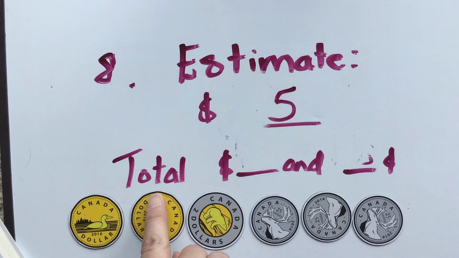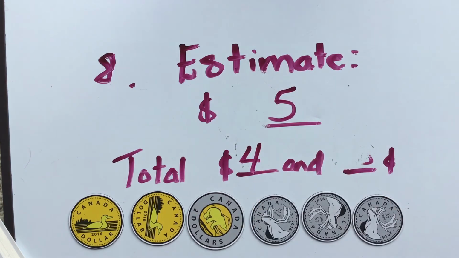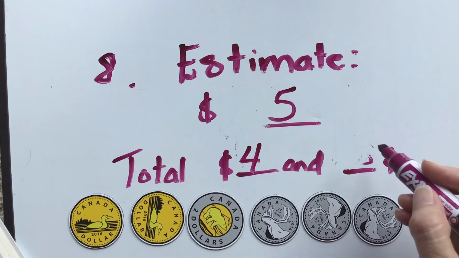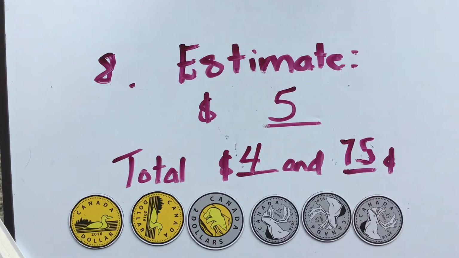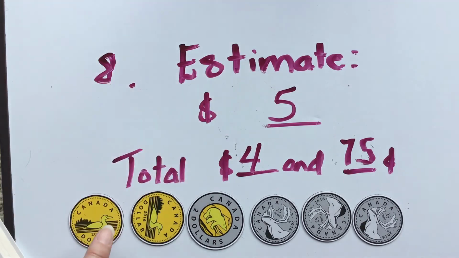Now let's do our exact total. I'm going to start with my highest coin first. 2, 3, 4. I have $4. 25, 50, 75 cents. So my exact number is $4.75. So in question number 8, you have 2 jobs. Estimate to the closest dollar by looking at the coins. That's your rough calculation. You don't have to give me an exact total, okay?